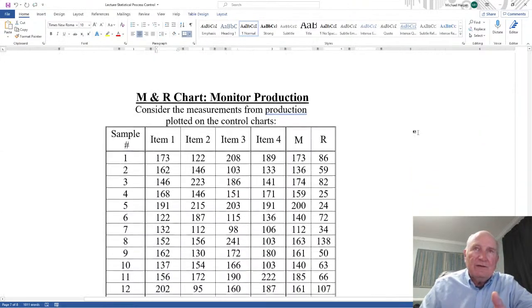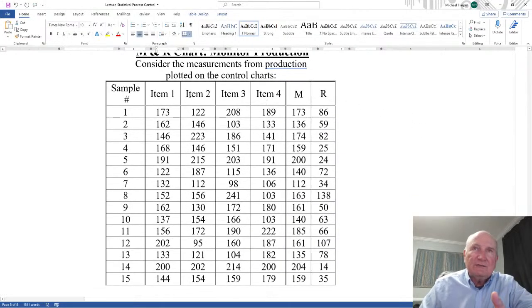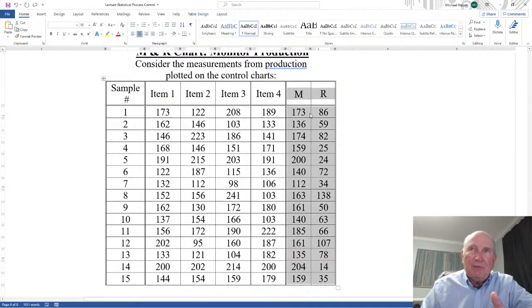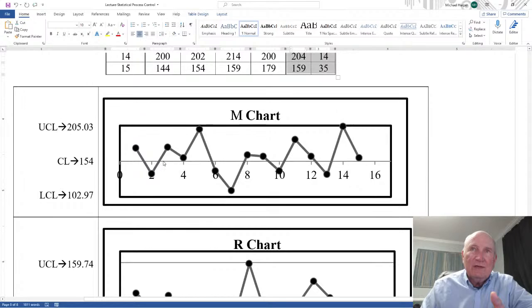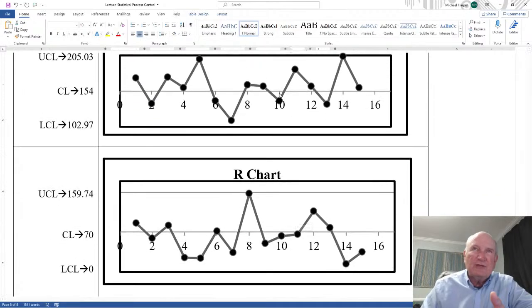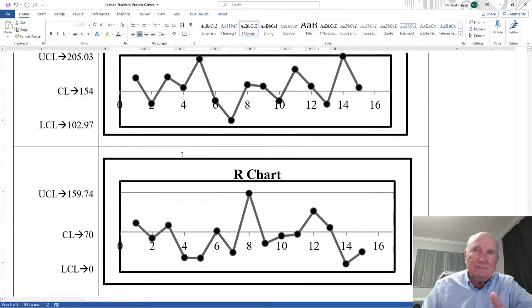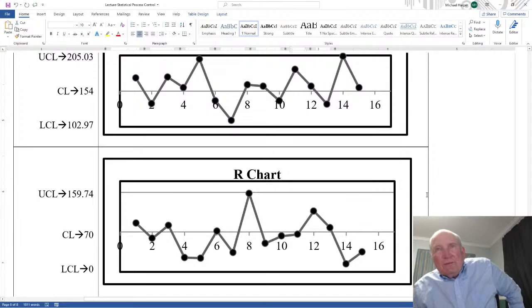And then down here, you monitor production. Here are my 4 items. On each of these items, there's the mean and there's a range. I plot the M and the R down here. There's my M and there's my range. You can see that I actually plotted these numbers. That's exactly what they look like. So they all look pretty good. Not too bad at all.